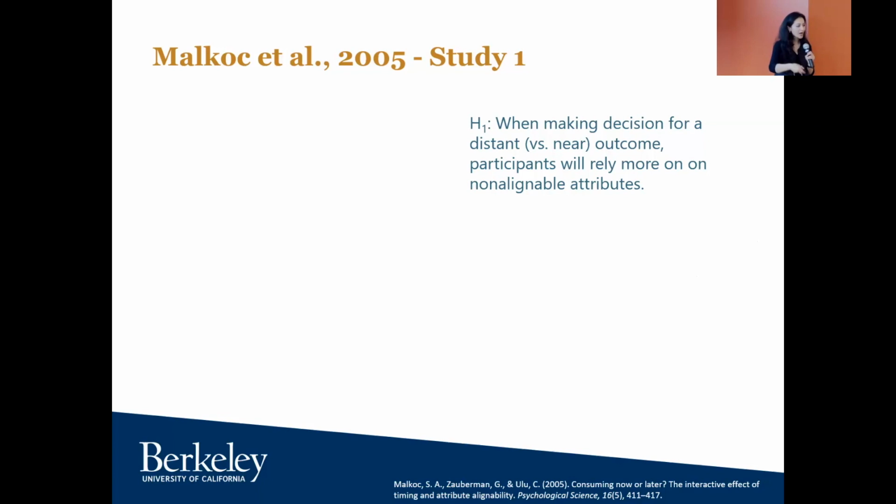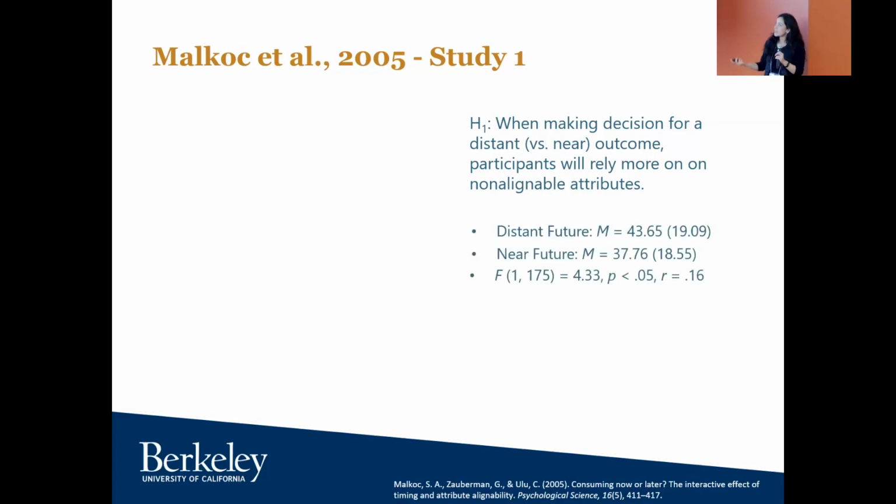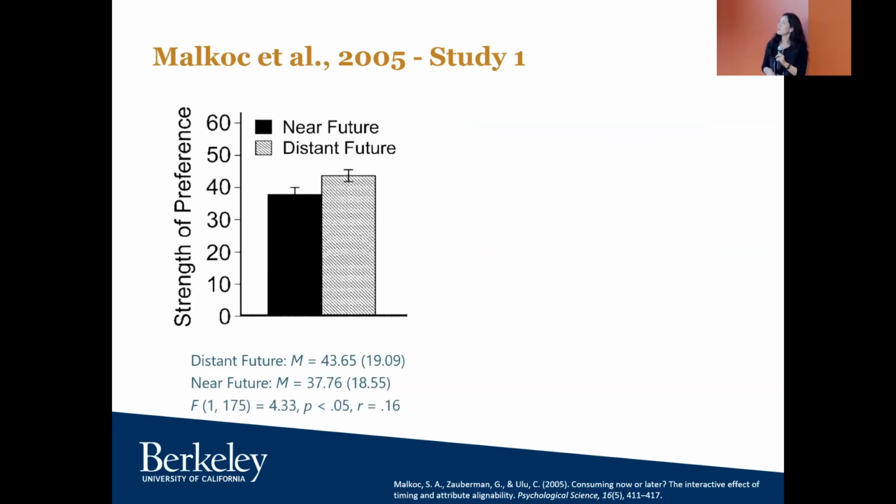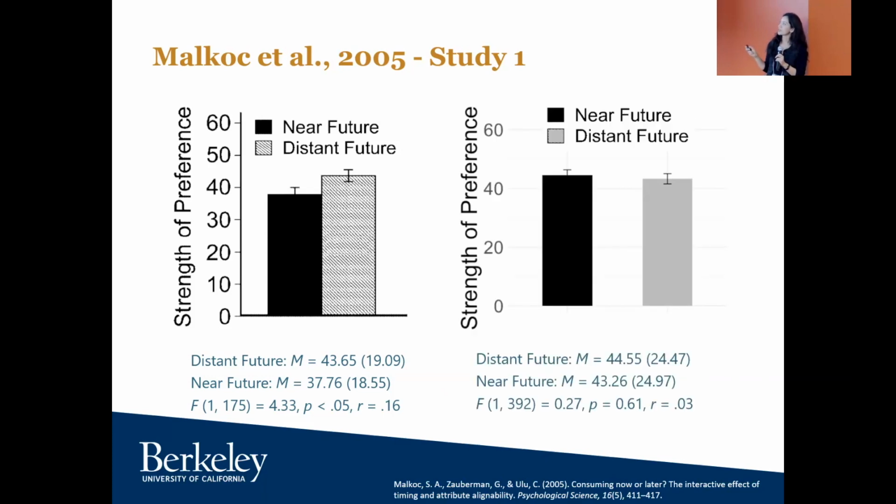Their hypothesis was that when making a decision for a distant outcome, participants will be more likely to weigh the non-alignable attributes a bit more. That's what they found. The mean was higher for the distant future. So that's the original result. This is the preference for brand Q. When we replicated the study, we did not find the same result. Not a lot of difference between near future versus distant future in allocation of preference.